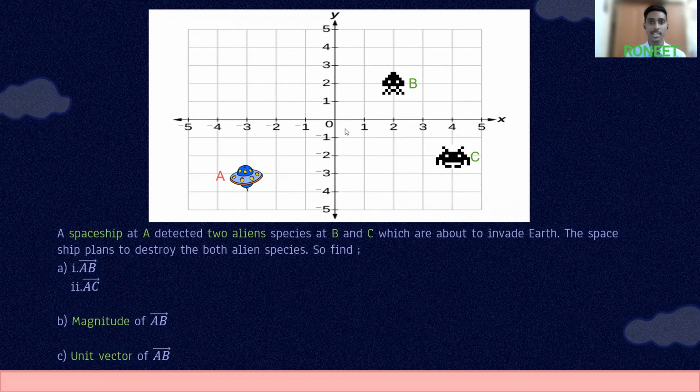As you can see, there's a Cartesian plane which has three objects: a spaceship labeled A and two alien species labeled B and C. Let's go to the question. A spaceship at A detected two alien species at B and C, which are about to invade Earth. The spaceship plans to destroy both alien species. Find A1, the direction of AB; A2, the direction of AC; B, the magnitude of direction AB; C, the unit vector of direction AB.